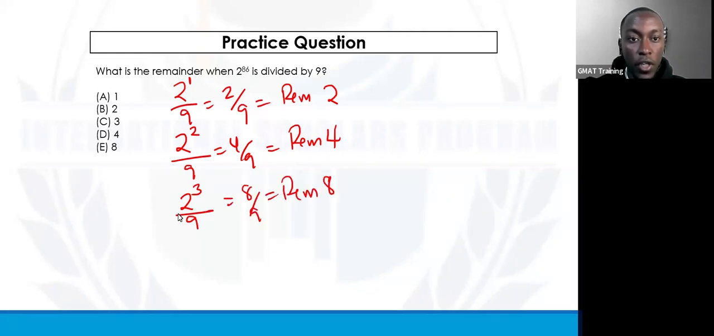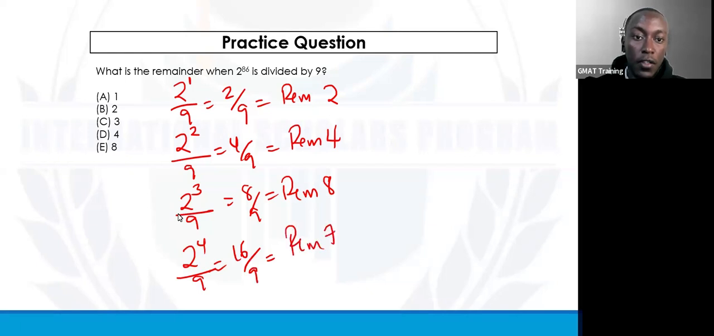Okay, let's see if we can find a cycle. 2 to the power 4 divided by 9, which is 16 over 9, gives a remainder of 7. 2 to the power 5 divided by 9, which is 32 divided by 9. 9 times 3 is 27, so you have a remainder of 5. Okay, let's go on.